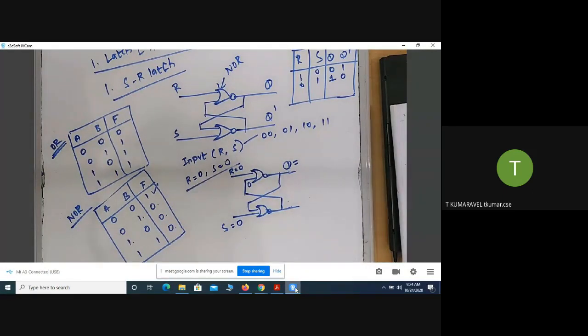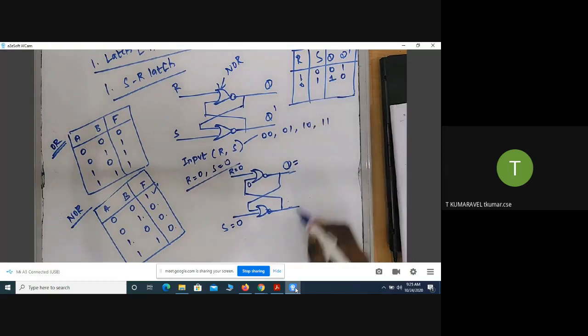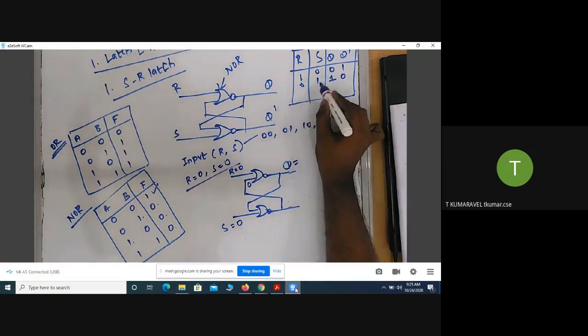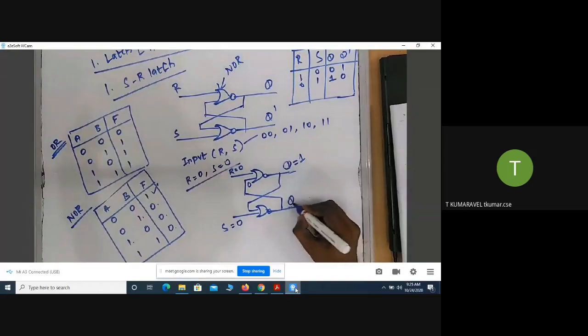Here both the inputs are zero, so I am unable to predict the output. So we check the previous input combination and its output. The previous input combination is 0 1. The output is Q value equal to 1 and Q naught value equal to 0. Am I correct?